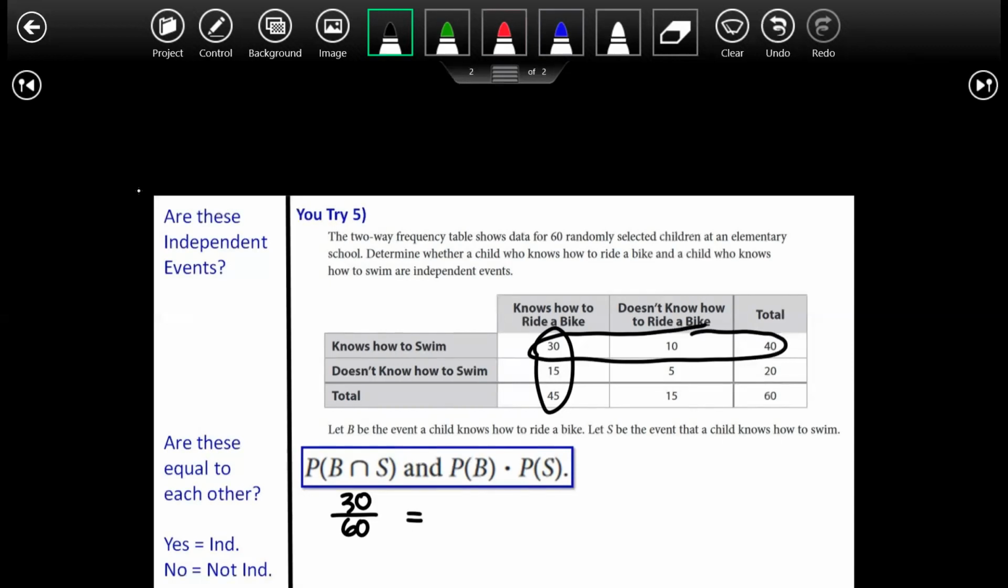Is this equal to the probability of knowing how to bike? What's the probability of knowing how to bike? 30 of the 45. You don't know that. If we reduce this down and multiply these out, 30 over 60 is 1/2.